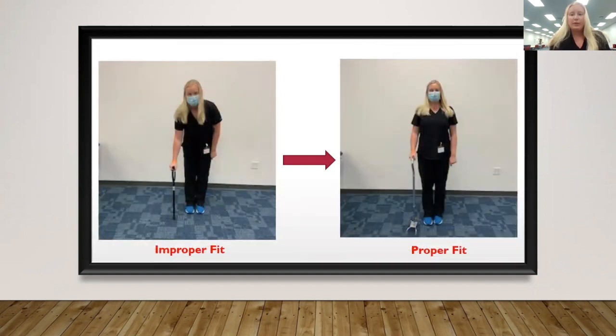Finally, the image here with the quad cane, you can see on the right the proper fit. The quad cane is placed and the arm is resting with a nice elbow bend, and the quad cane would align with the landmarks of the greater trochanter as well as the ulnar styloid process.